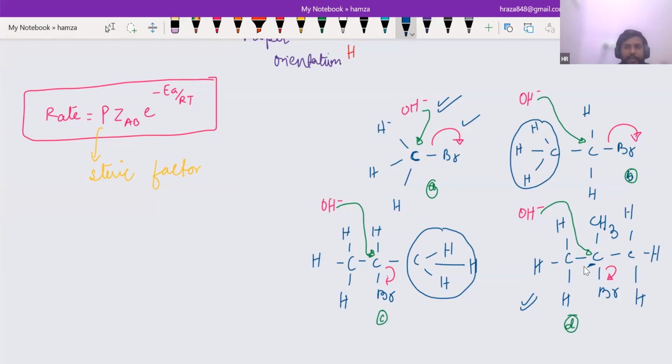So if in a reaction there is less crowding, less steric hindrance, then the reaction will proceed easily. But if you have steric hindrance, a bulky group, then it is not that easy. Are you getting my point? Yes, sir. Please do write it.